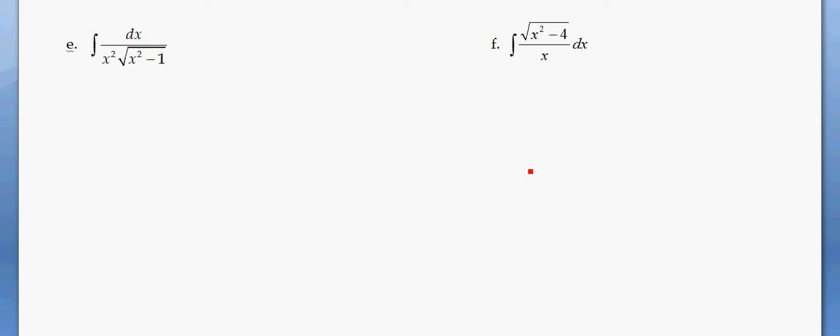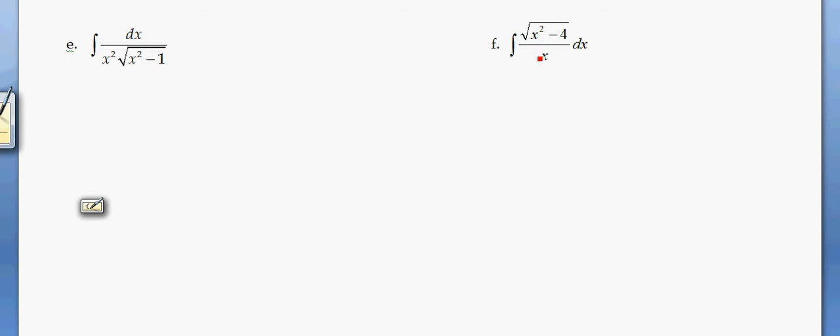Okay, let's look at f. When I look at f, let's make an observation that we have the difference of perfect squares here. And if this x were not in the denominator, if it were just out front like this, it actually would be a regular substitution problem, kind of like what we did in part D of this, up above.